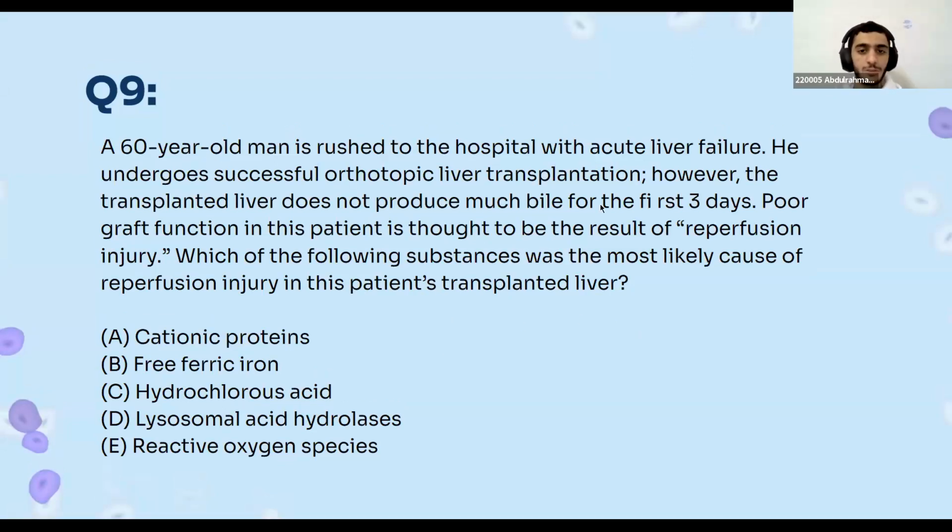A 60-year-old man was rushed to the hospital with acute liver failure. He undergoes successful orthotopic liver transplant. However, the transplanted liver doesn't produce much bile for the first 3 days. Poor graft function in this patient is thought to be the result of reperfusion injury. Which of the following substances was the most likely cause of reperfusion injury in the patient's transplanted liver?